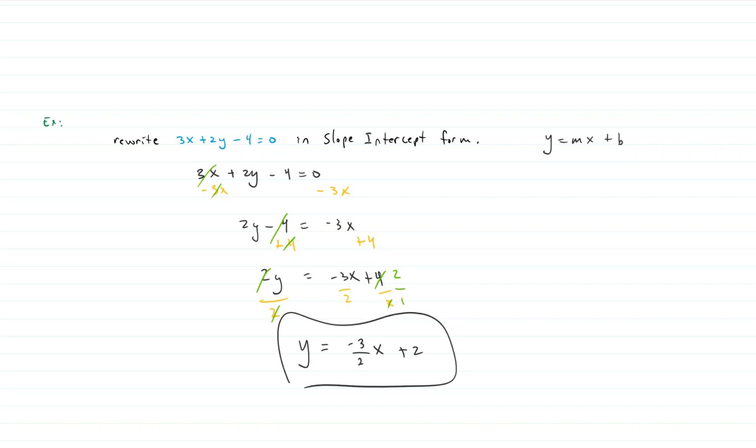So we have our original problem, which was in general form. We've rewritten it in slope-intercept form, and we did it just by solving for y.